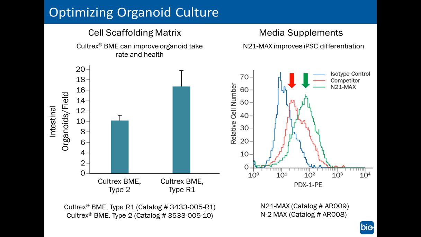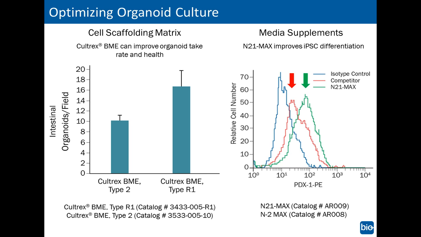This is quite widespread in the scientific world, and they grow quite well, and the take rate and health is good. But recently, Travagen developed this type R1 Culturex, which has improved levels of entactin, which increases the cross-linking of these extracellular matrix components. And there's a nice increase in the health and take rate of the organoids. So that's something to consider is your matrix and what matrix you're going to use in your organoid research.